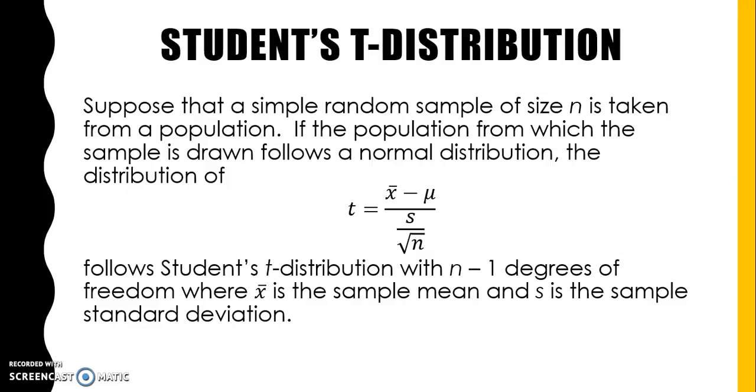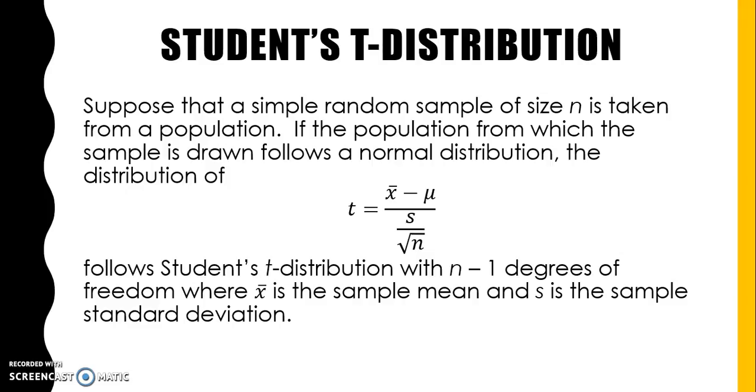So this kind of looks like our sampling distribution, but we're dealing with the sample standard deviation instead of the population standard deviation. The reason for this is a lot of times we don't know the population standard deviation, but we do know the sample standard deviation. So here, what do we mean by degrees of freedom?